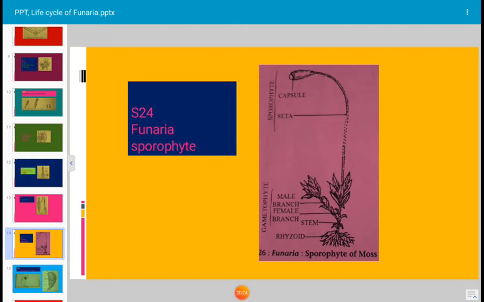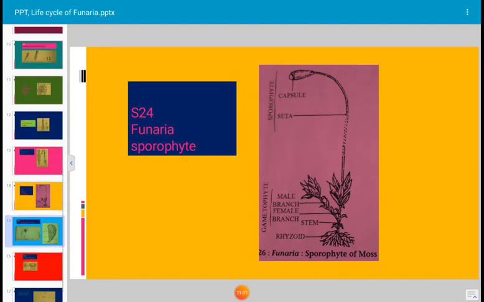The sporophyte is partly dependent on the gametophore or gametophyte, and it is a partial parasite or semi-parasite. For water, inorganic salts and minerals, it depends on the gametophyte. But it prepares the organic food material with the help of chlorenchymatous cells. The sporophyte is differentiated into 3 regions: number 1 foot, number 2 seta, and number 3 capsule.